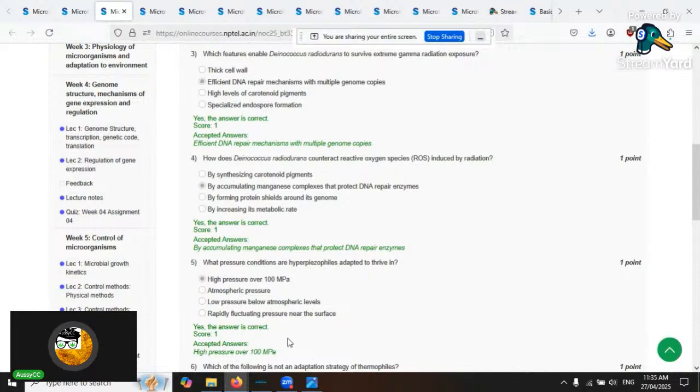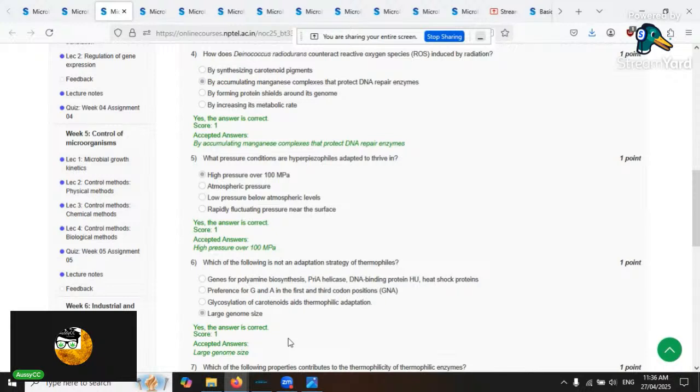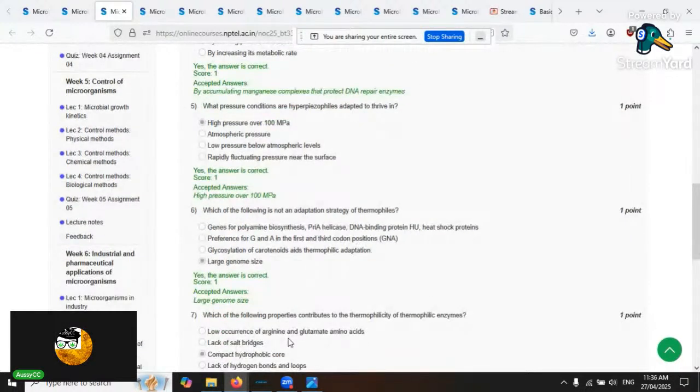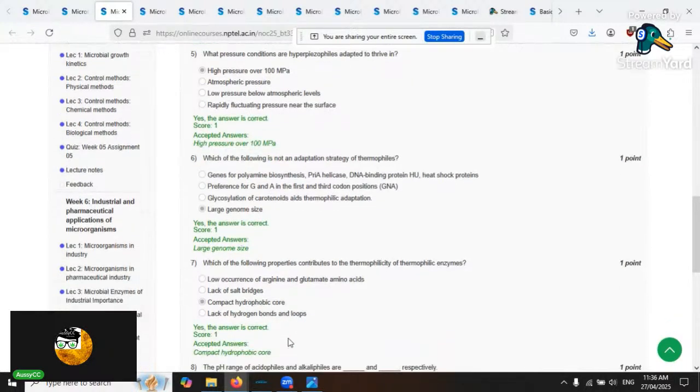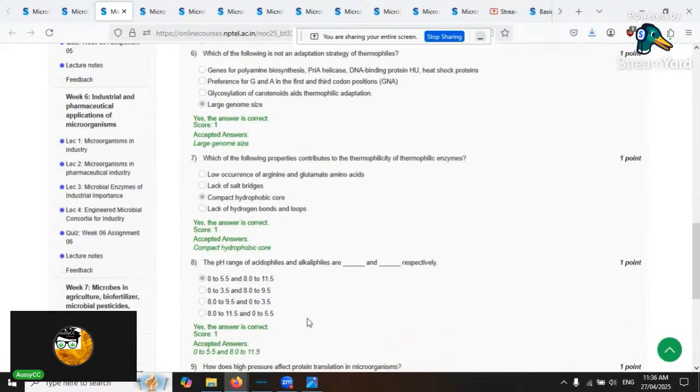Which of the following is not an adaptation strategy of thermophiles? A large genome size. Which property contributes to the thermophilicity of thermophilic enzymes? The compact hydrophobic core. What are the pH ranges of acidophiles and alkaliphiles? It's around 5.5 and below for acidophiles, and 8 to 11.5 for alkaliphiles.